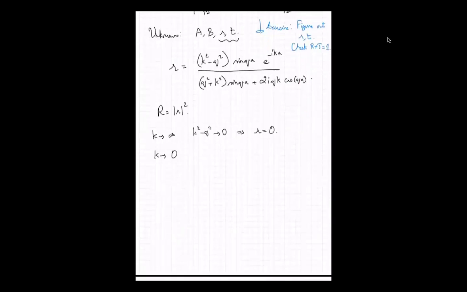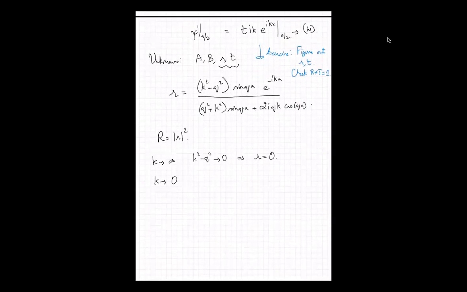So if I look at the k goes to 0 limit of this equation, you would actually be able to prove that this R actually goes to 0 in this limit. Okay. So if you don't believe me, let us actually put k equal to 0 in the above equation. So R goes to minus q square sine qa, and e to the ika becomes 1, divided by q square.